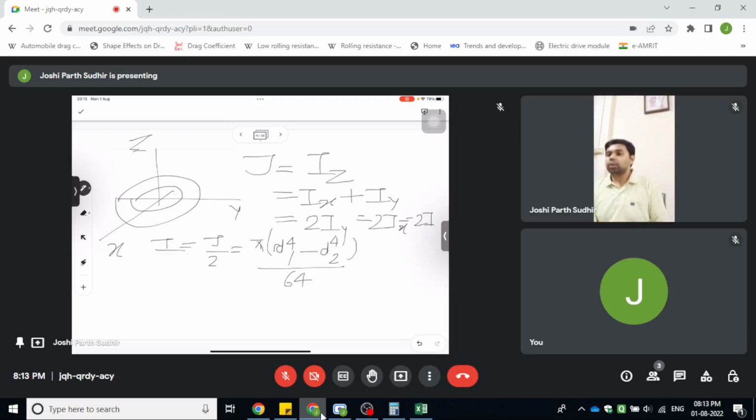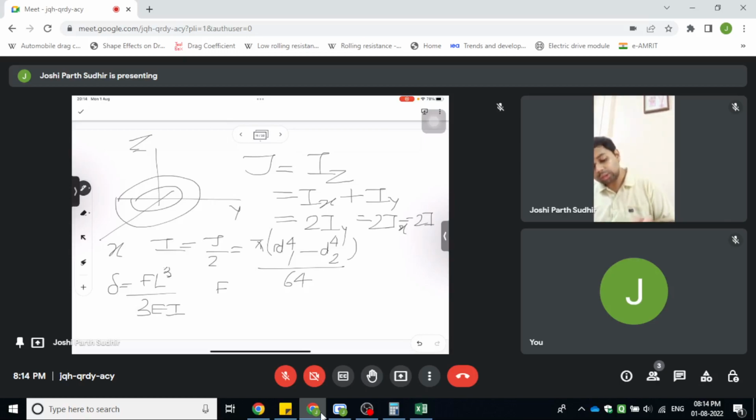So this will be the expression for the moment of inertia of the cross section. So we now know the deflection of the cantilever beam in terms of the Young's modulus and the moment of inertia of the cross section. Its length is known. So now we have to find out the stiffness.